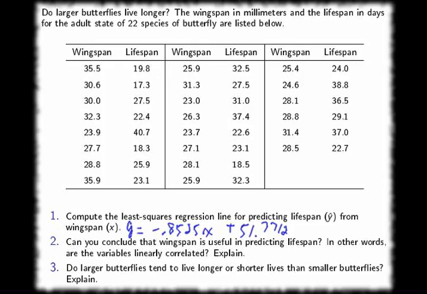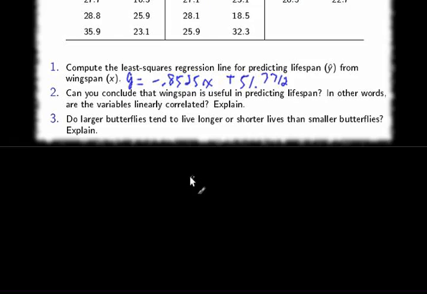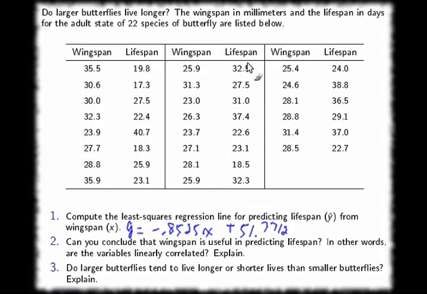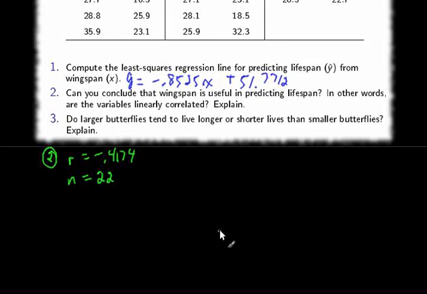We're going to do the significance test for R. So for number 2, we have R equals negative 0.4174, and the number of observations is 22 because we have 22 species. That means we calculate T, the test statistic, as R times the square root of n minus 2 over the square root of 1 minus R squared.